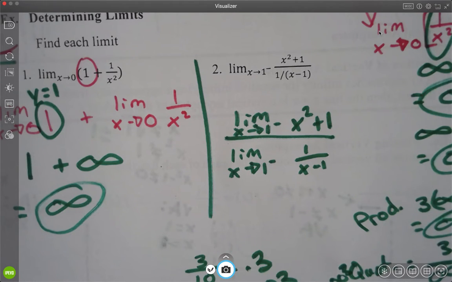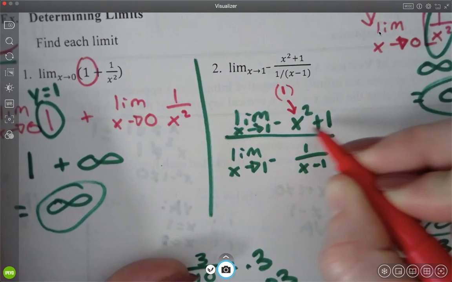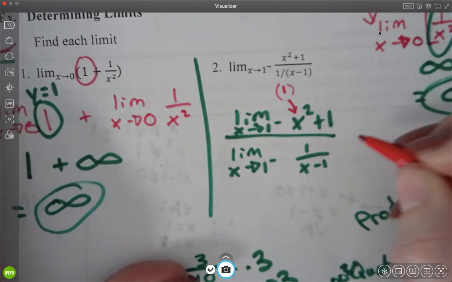On the top, the limit as x goes to 1 of x squared plus 1. Forget that that minus is there. Can you just plug that in? Yeah, on the top you can just plug 1 in. It doesn't matter that it's minus, I can still plug it in. So I plug 1 in there. 1 squared plus 1 is 2. So I have 2 on the top.